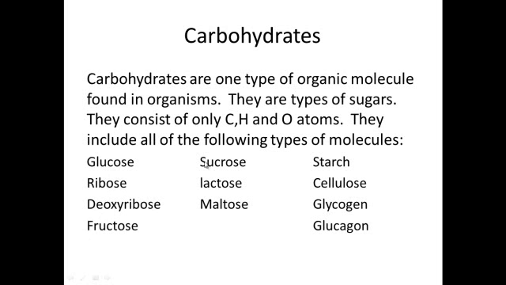These have 2 monomers connected. So, for example, maltose is made from 2 glucose molecules. Sucrose is made from 1 glucose and 1 fructose. Okay, those are disaccharides. The last group are called polysaccharides. They are made from many of these. So, for example, starch is made from hundreds of glucose molecules.